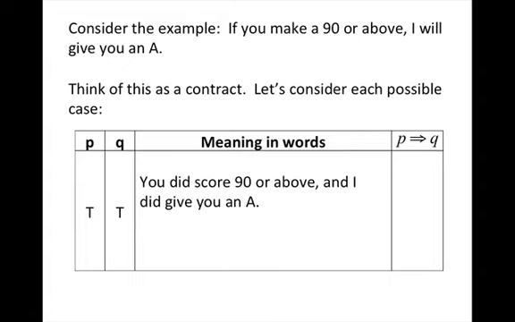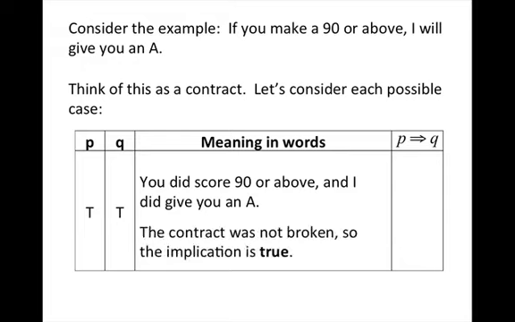So the meaning in words: P is true, you did make a 90 or above. Since Q is true, I did give you an A. So that contract held valid. It was not broken, so the implication is true. If both parts are true, the implication is true.